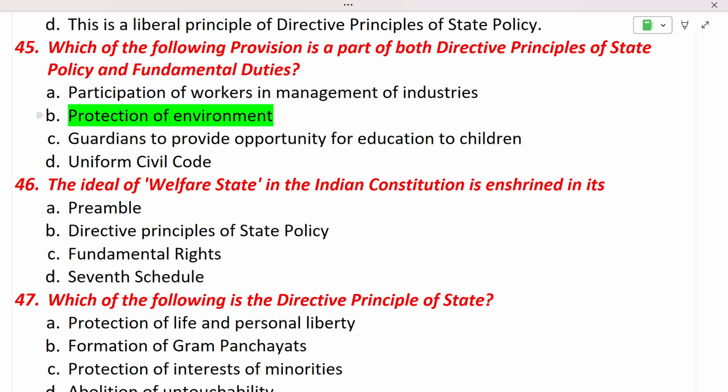Next, move to question number 46. The ideal of welfare state in the Indian Constitution is enshrined in its preamble, directive principles of state policy, fundamental rights, 7th schedule. So the answer is B.